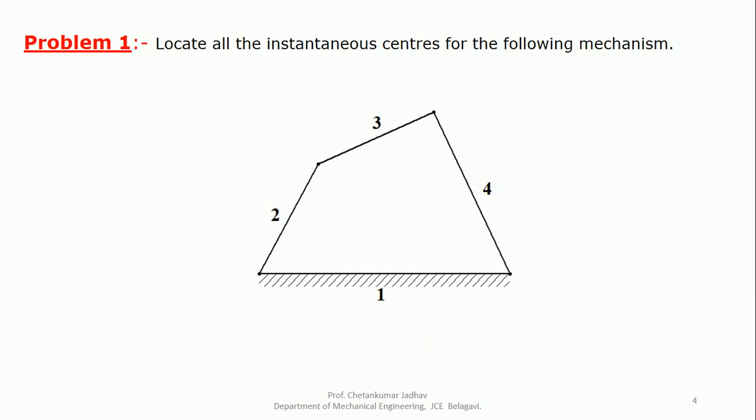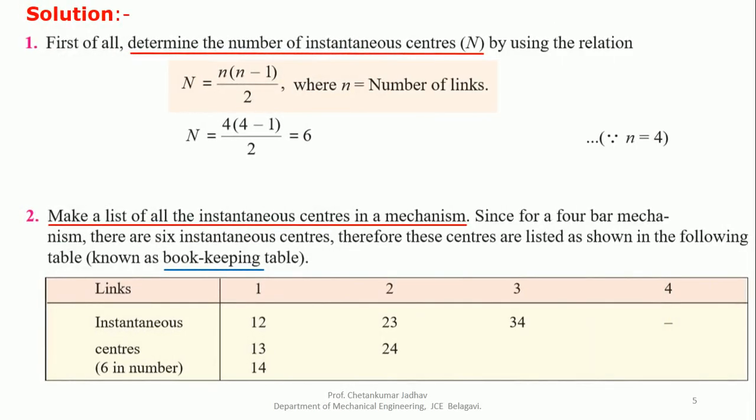Students, let me begin with first problem. Locate all the instantaneous centers for the following mechanism. As given in the figure, the mechanism is a 4-bar mechanism which is having 4 elements, that is element 1, element 2, 3 and 4, in which the first element is fixed. Let me begin with the solution. We can solve the given problem in 4 steps.